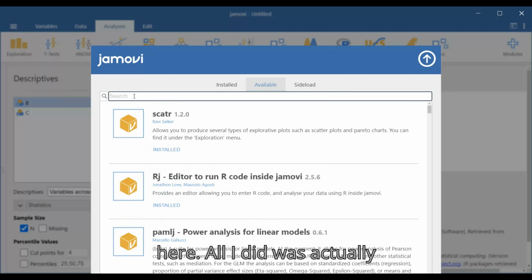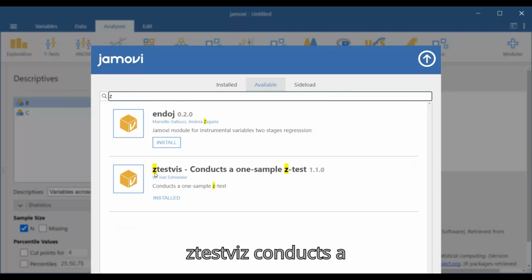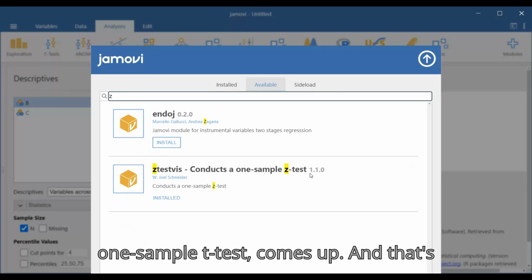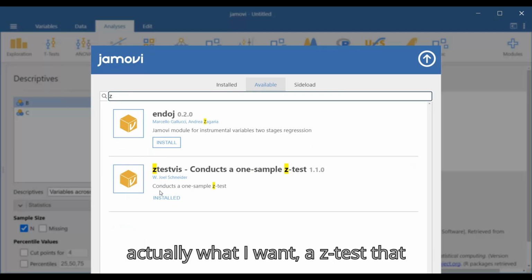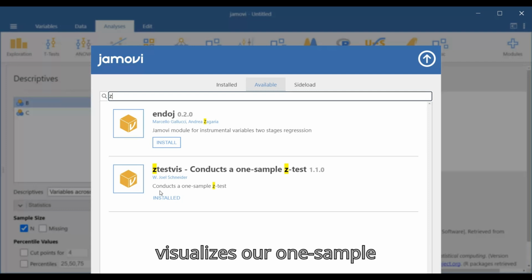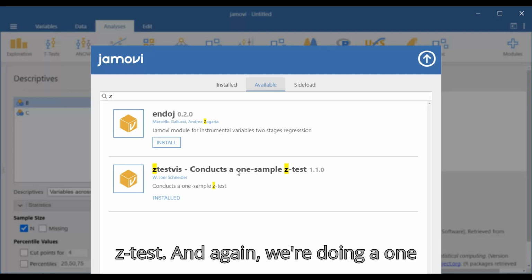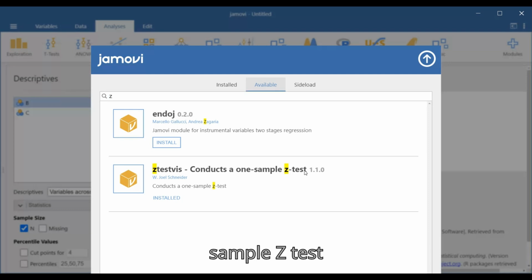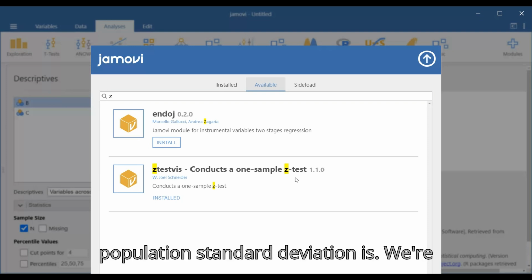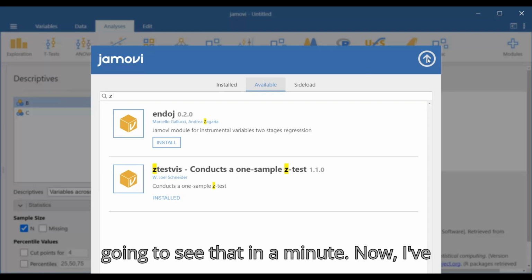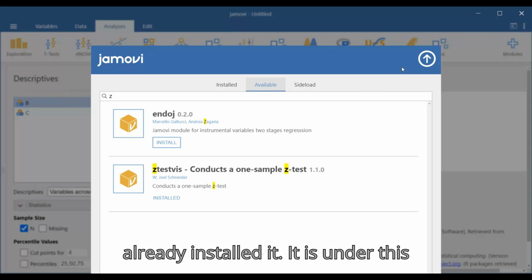All I did was type in Z, and the ztestviz, which conducts a one sample z-test, comes up. And that's actually what I want, a z-test that visualizes our one sample z-test. And again, we're doing a one sample z-test because we know what the population standard deviation is. We're going to see that in a minute. Now, I've already installed it.